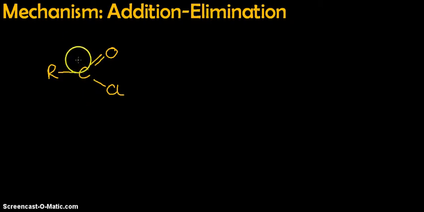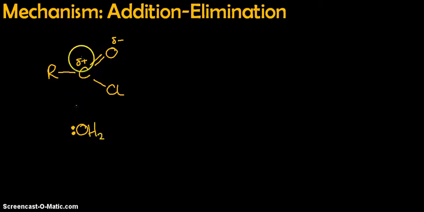So this is an acyl chloride. Remember that carbon is delta plus, this oxygen is delta minus. Okay, really important, fairly straightforward. So we'll start off with the most basic nucleophile. In this case it's water, so write it OH2, and it's got a lone pair of electrons on it.